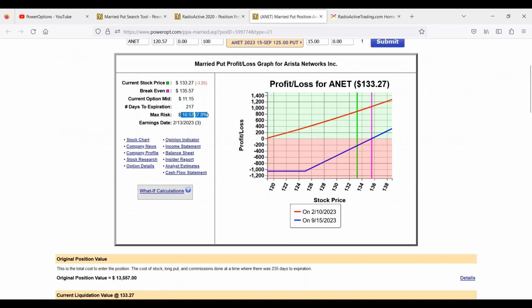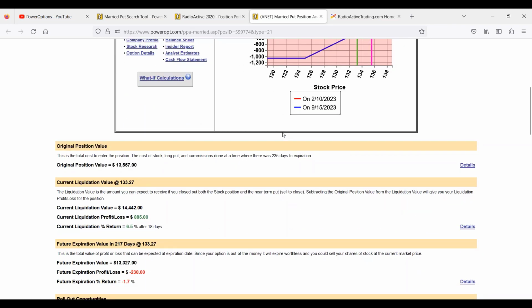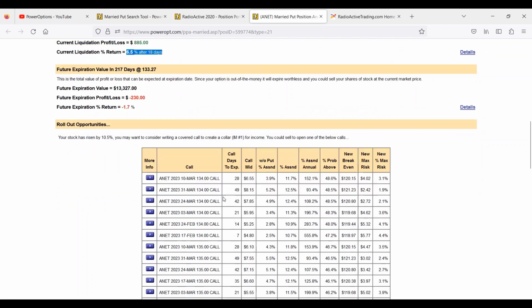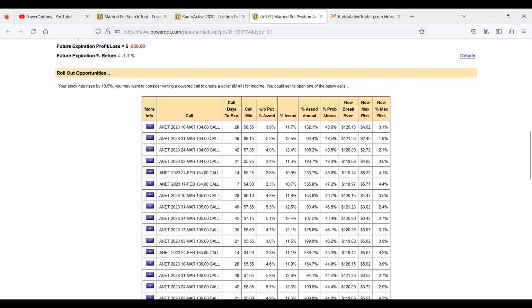Well, I moved the put recently down in price and out in time to lower the cost basis of the position. I still have a controlled risk of 7.8%. I'm currently at a liquidation profit of 6.5% as the stock had recovered as I expected. I'll talk about that move in a moment. But earnings are coming up in 3 days. I want to reduce the risk, and I have this opportunity to do income method number 1.